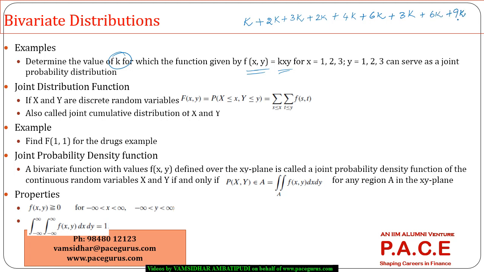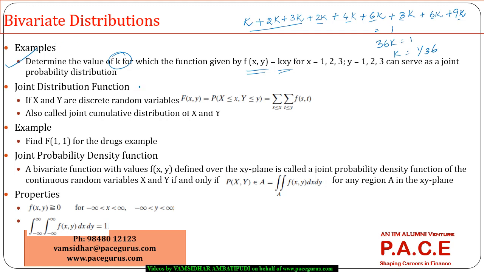So the sum of all these probabilities should be equal to 1. So 6k, 8, 12, 18, 21, 27, 36, coming out to 36k equal to 1. From here I am getting my k as 1 by 36. So this is how we can take this as a joint probability distribution function, and based on that we can try calculating the values.